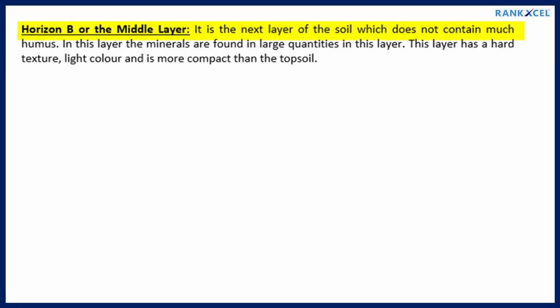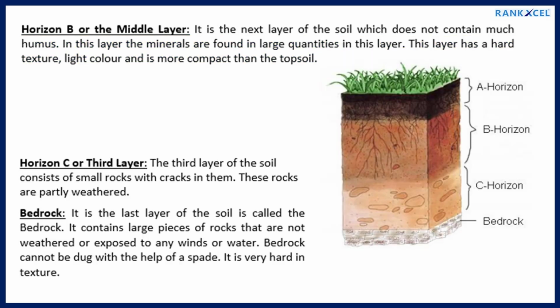Horizon B, or the middle layer. It is the next layer of the soil which does not contain much humus. In this layer the minerals are found in large quantities. This layer has a hard texture, light color and is more compact than the topsoil. Horizon C, or third layer. The third layer of the soil consists of small rocks with cracks in them. These rocks are partly weathered.